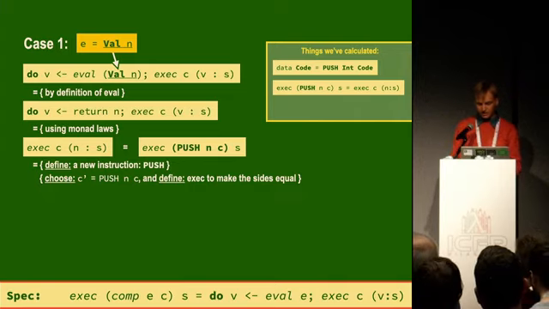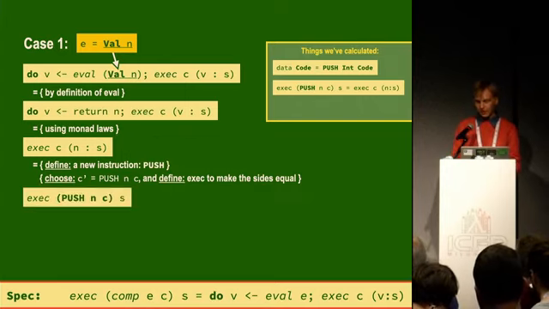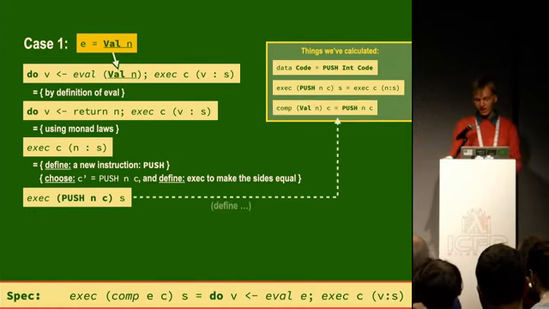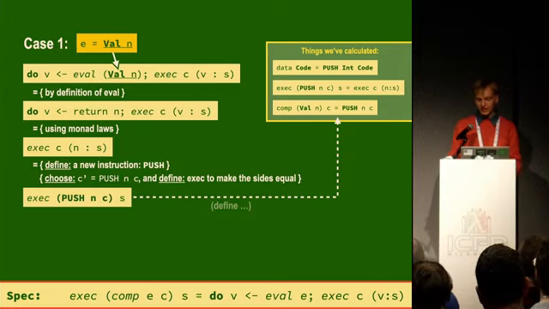And then the nice thing is that now I have this in exactly the form I wanted, right? So my c prime is now this push n c. And as I promised, this means that I can define this clause for the compiler function, that compiling a value is just going to translate to this push instruction, right?